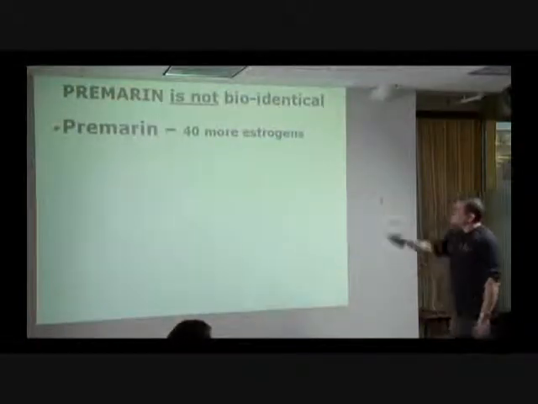Yeah, it's just terrible because the horses are all lined up. It's not like they're roaming free and you just collect it. They're actually confined there. So it's sad for what it gives us, but it's also sad for the horses. So Premarin has 40 more estrogens.